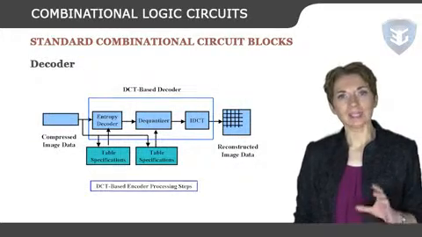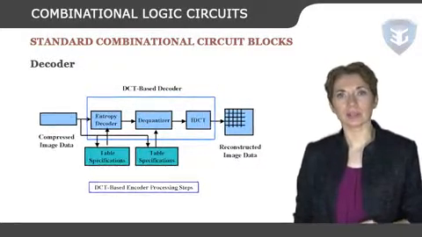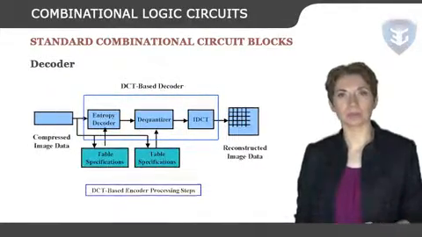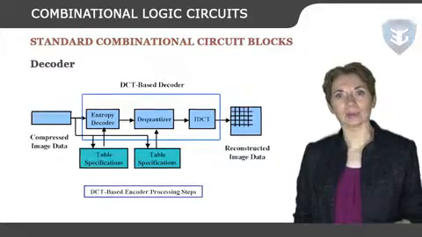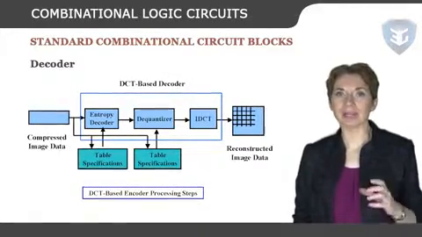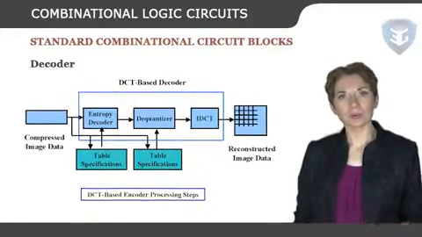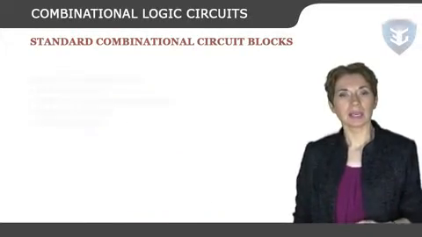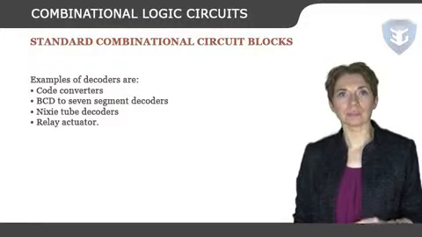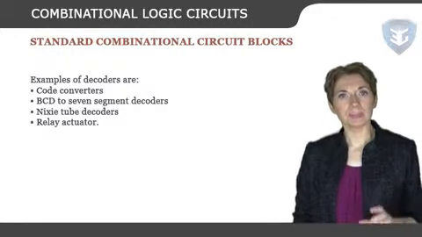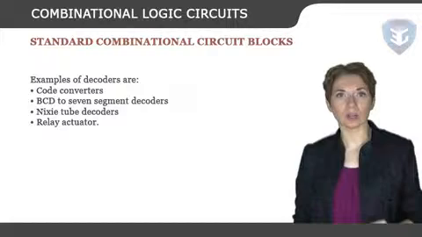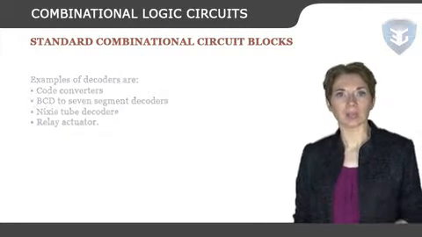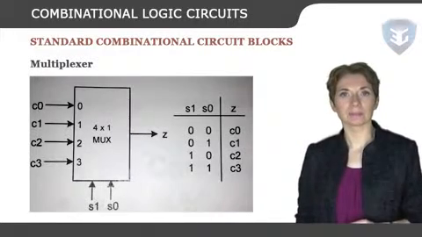Decoder. A decoder is a combinational circuit. It has n inputs and a maximum of 2^n outputs. A decoder is identical to a demultiplexer without any data input. It performs operations which are exactly opposite to those of an encoder. Examples of decoders are code converters, BCD to 7-segment decoders, Nixie tube decoders, relay actuator, multiplexer.